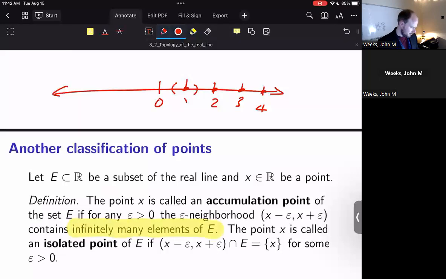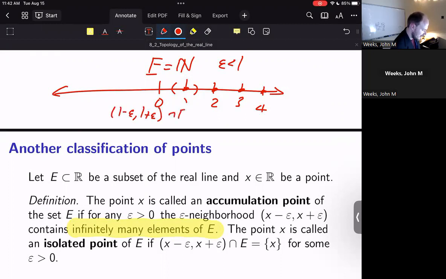So if E is the natural numbers, and epsilon, for example, is less than 1, then the intersection of (1 minus epsilon, 1 plus epsilon) with the set E is just going to be the set {1}, which means that it has cardinality of 1. It's not an infinite number of points. So this point by itself is not accumulating points that are around it. That's why we say this is not an accumulation point. There's not infinitely many elements inside of any epsilon neighborhood that I choose. Instead, what we do is we call this an isolated point.